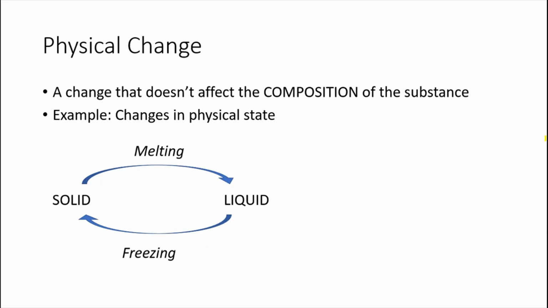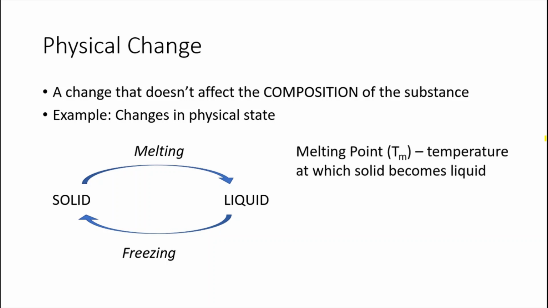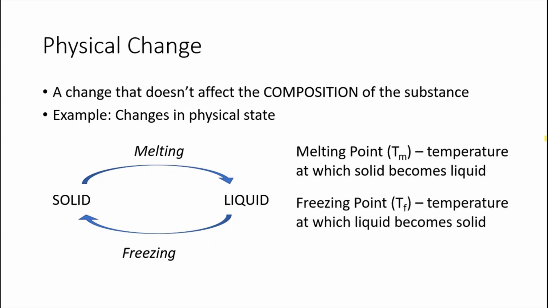Now, because the melting and freezing of substances is very unique to each substance, we can define a physical property called the melting point, T sub m. This is the temperature at which the solid becomes liquid. In the same way, we can define what is called the freezing point, T sub F, the temperature at which the liquid becomes solid. Later in the semester, we will study these processes in more detail and probably arrive at a better definition of what these are.